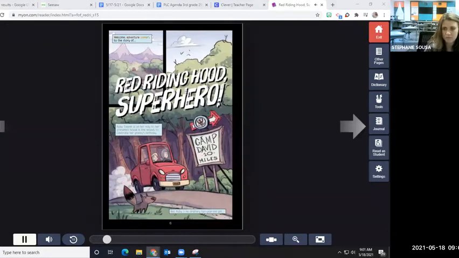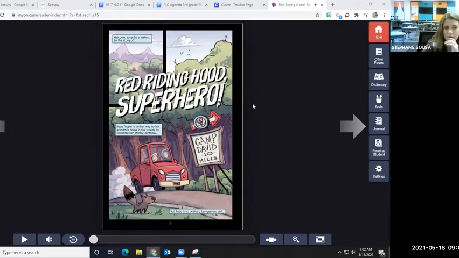Welcome, adventure seekers, to the story of Red Riding Hood, Superhero! Ruby Topper is on her way to her grandma's house in the woods to celebrate her granny's birthday. But Ruby is no ordinary 10-year-old girl.